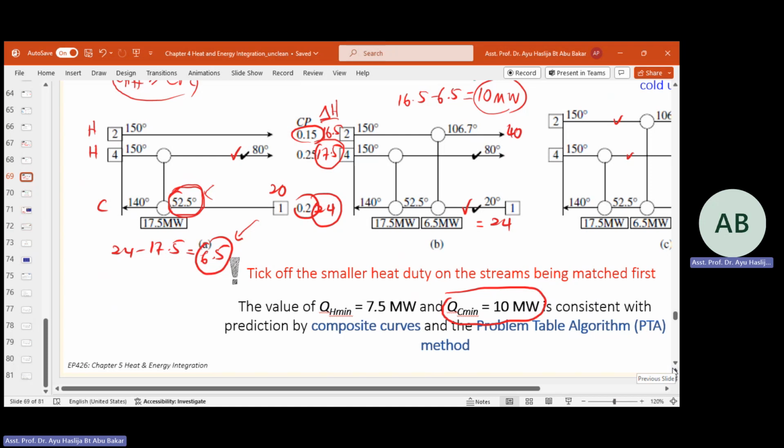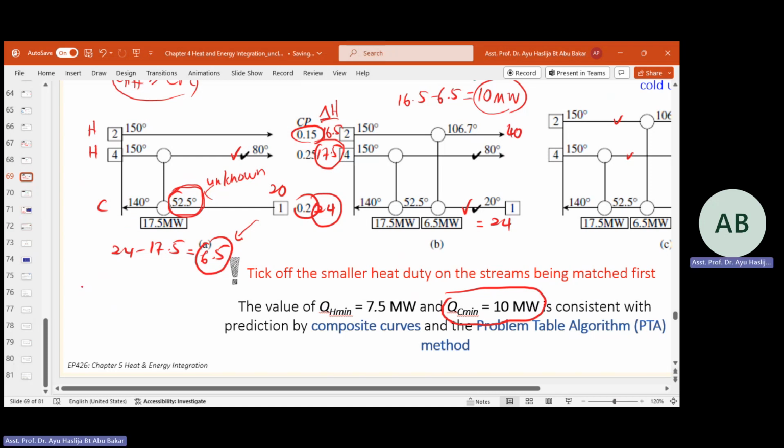Correct. Then T final, T initial. So this is your unknown. Okay, correct. This temperature is unknown. You only know the delta H that is being transferred.